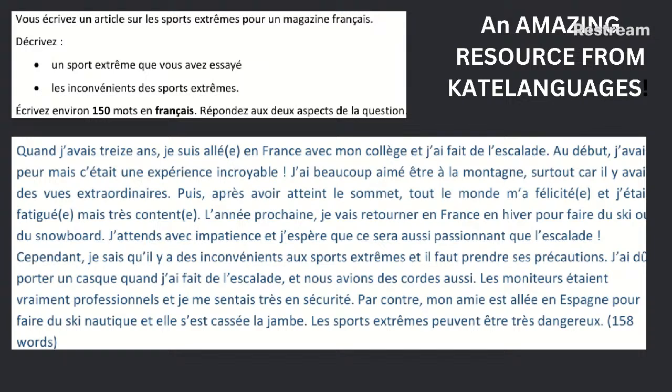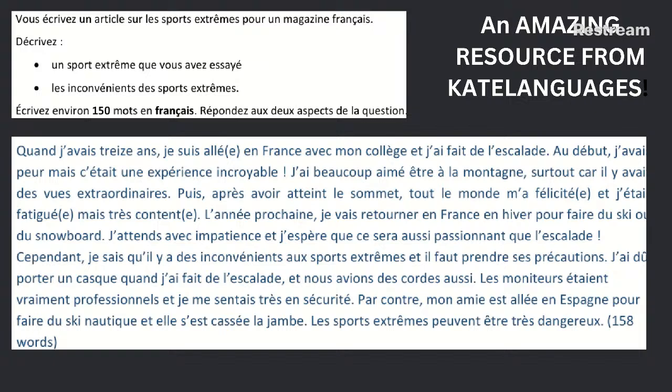L'année prochaine, je vais retourner en France en hiver pour faire du ski ou du snowboard. J'attends avec impatience et j'espère que ce sera aussi passionnant que l'escalade. Cependant, cependant is a useful phrase as well, however, je sais qu'il y a de inconvénients au sport extrême. So notice how you're repeating what the question is asking you using those words as well.